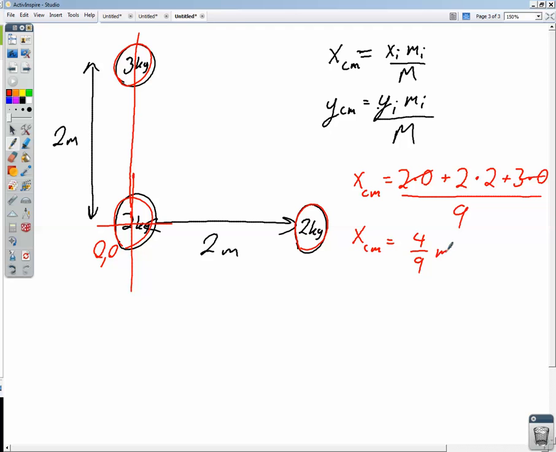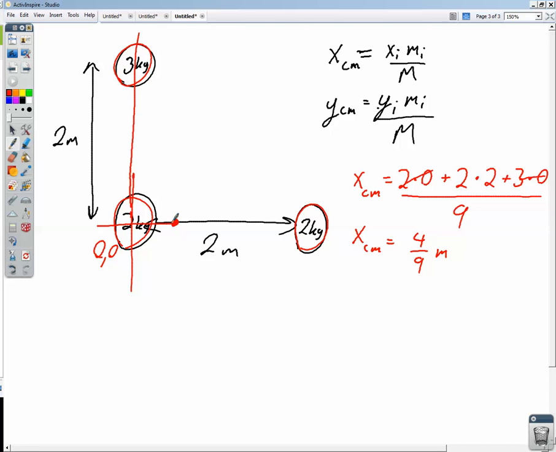4/9 meters. So it's positive 4/9, which is a little bit less than a half. So 4/9 meters, we're like right there for our x-coordinate on the center of mass. Now we need to find the y-coordinate of the center of mass.